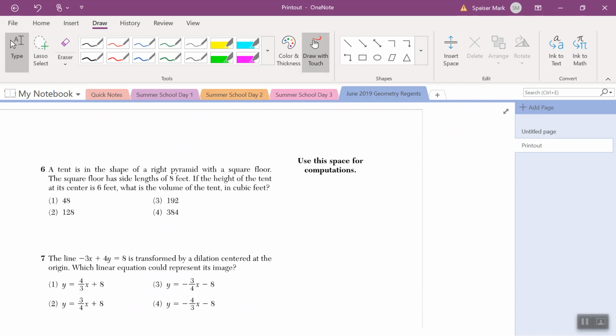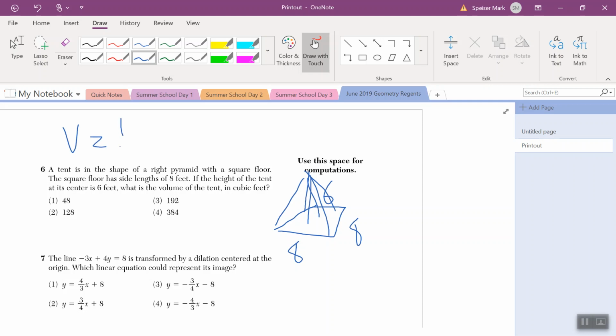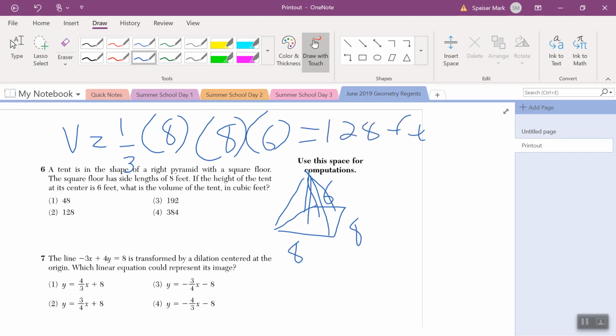A tent is the shape of a right pyramid with a square floor. The floor has side lengths of 8 feet. So if you draw your square pyramid, you have each side being 8, and the height of the tent is 6. You want to find the volume, so the volume equals 1/3 times 8 times 8 times 6, which simplifies to 128 cubic feet, which is choice number 2.